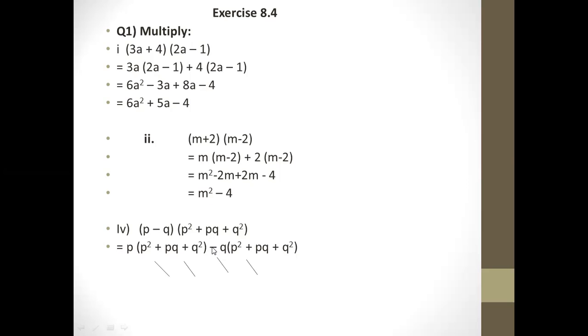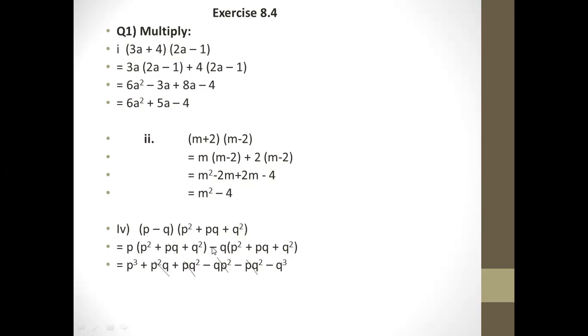When it multiplies with p square, it will be minus q p square, and when it multiplies with plus pq, plus will change into minus and it will be p q square and plus q cube. So what we get: p multiplied with p square, p cube, plus p multiplied with q square, so pq square.